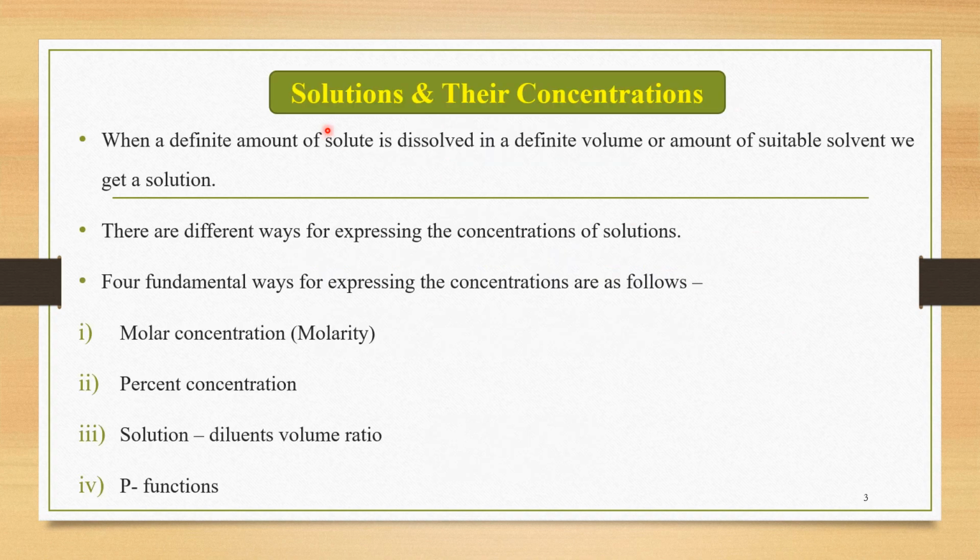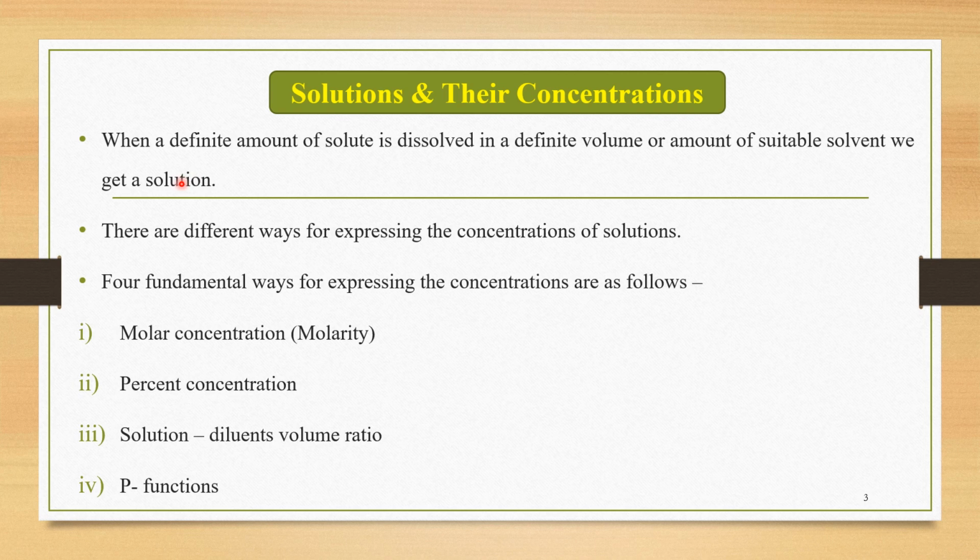So first of all, we are going to study the solutions and their concentration, or how these concentrations can be expressed in different ways. When a definite amount of solute is dissolved in a definite volume or amount of suitable solvent, we get a solution. We know very well the definition of a solution. So for forming a solution, we require two parameters. One is a solute and the other a proper solvent. When we dissolve a definite amount of this solute in a definite volume or amount of a solvent, then the formation of this solution takes place.